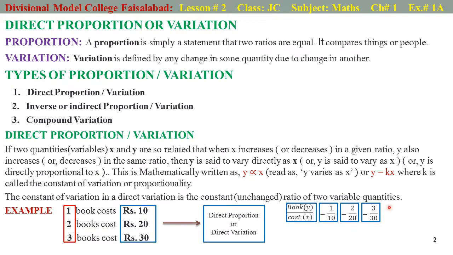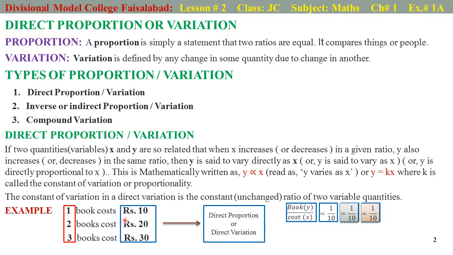Now if you look at these three ratios, don't you think that these three ratios are equal? This is already written in simplified form. When you write this ratio in simplified form, 2 ones are 2 and 2 tens are 20. So this ratio will again be equal to 1 over 10. Similarly, this ratio 3 ones are 3, 3 tens are 30. So this is again 1 by 10. So in this problem, the ratio between books and cost is always constant, 1 by 10, 1 by 10, 1 by 10.